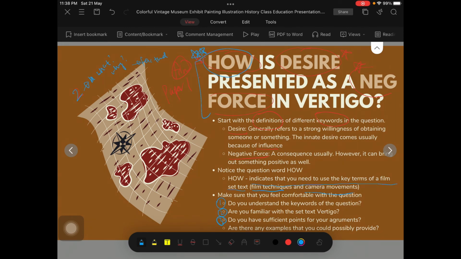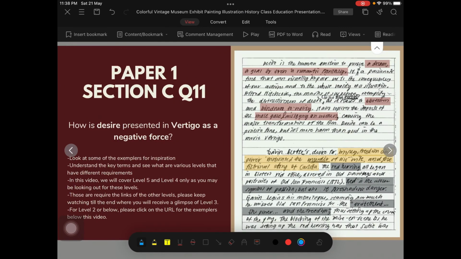Gaining sufficient points is one of the most difficult tasks for a lot of candidates, and I will show you the differences between a level 4 exemplar and a level 5 exemplar. Number 4 is the idea of providing evidence. Examples generally refer to evidence. Do you have sufficient evidence, like the quotes and the examples of the film scenes, to prove your points? That is very important, because if you do not have evidence for your essay, it generally means that you will not have a longer essay.